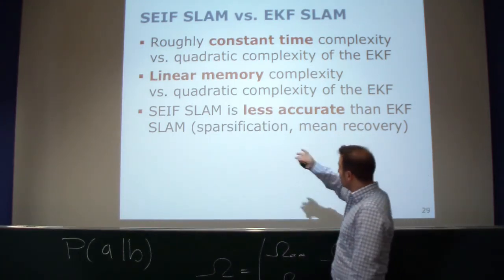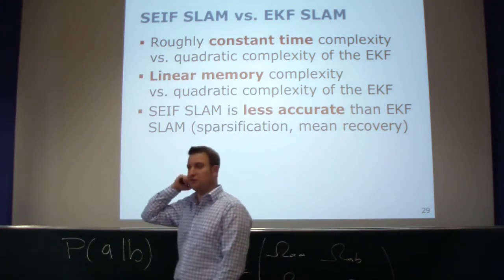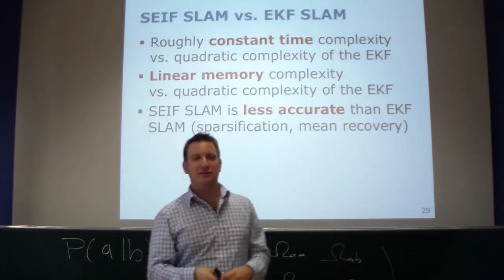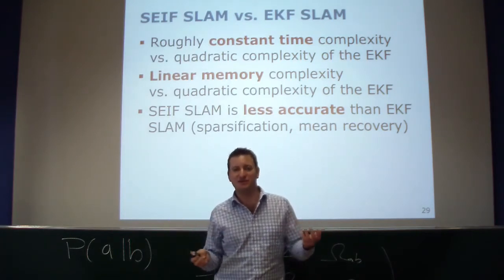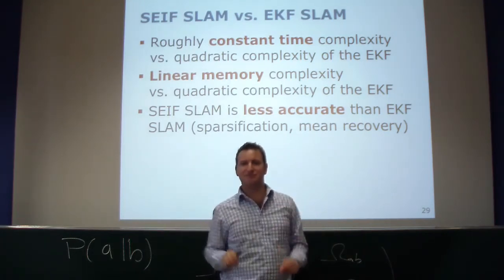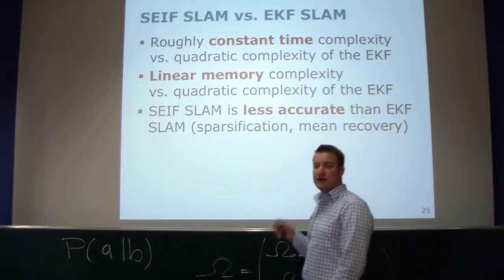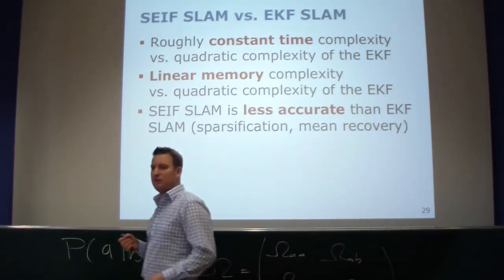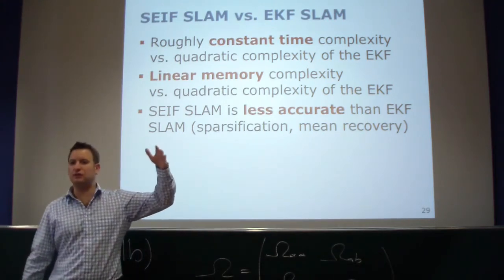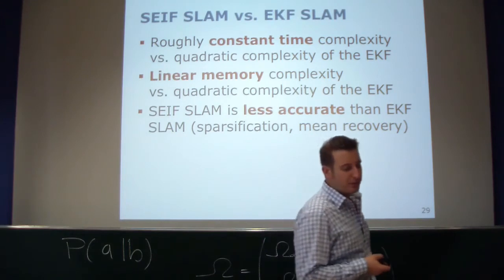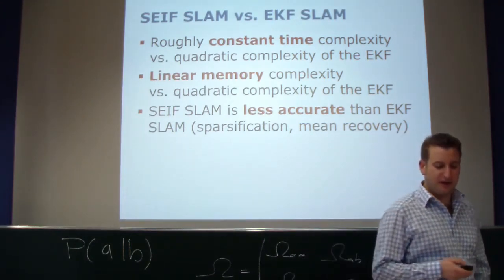Still, the system has a linear memory complexity because you need to store all the landmarks. At some point the system may run out of memory if the memory is simply smaller than the number of landmarks out there in the environment. That's maybe a limitation. Again, this is compared to the quadratic complexity of the EKF, where we have to maintain the full dense covariance matrix. It's again a big win: only linear memory complexity compared to a quadratic complexity of the EKF.